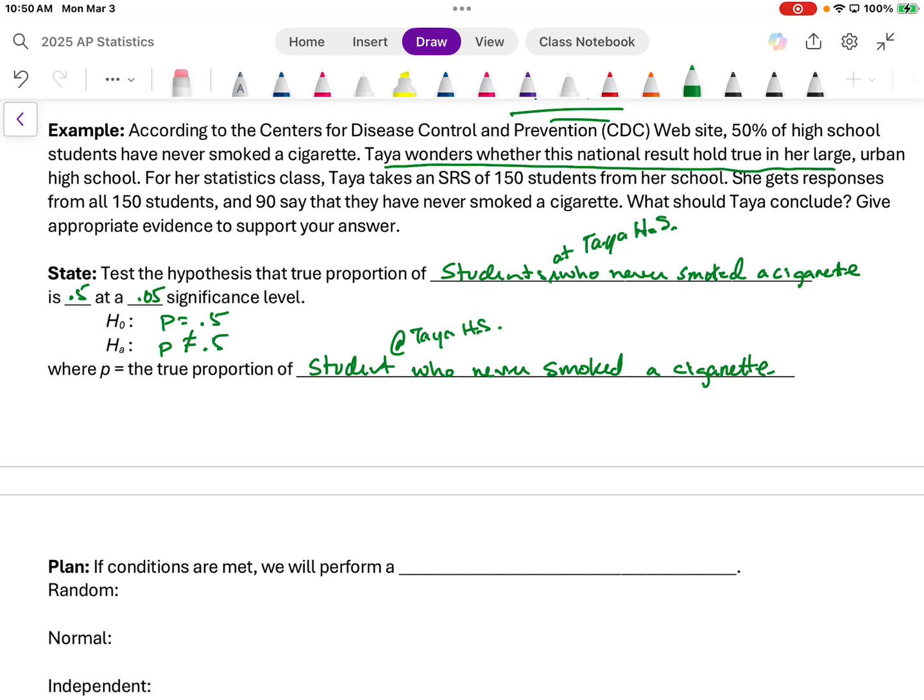If conditions are met, we will perform a one sample z-test for proportions. Here's where you've got to be careful: don't use the code in the calculator. You want to go ahead and say that we're doing a one sample z-test for proportion, not the abbreviated code that's in the calculator.